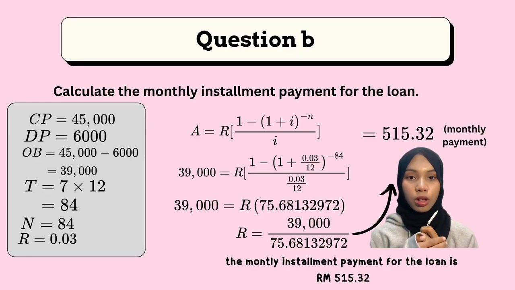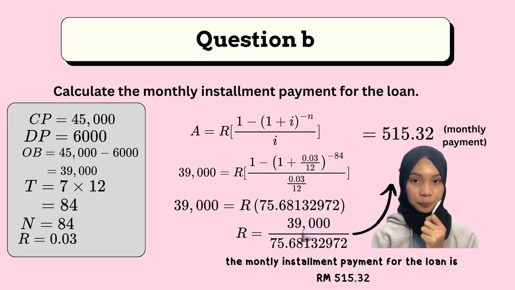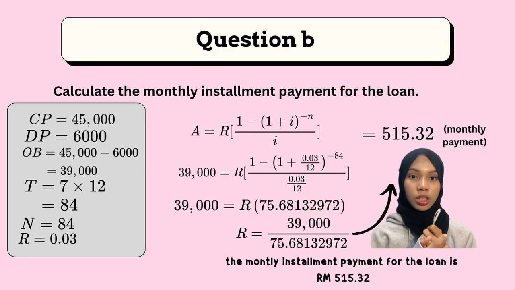Using the annuity formula for monthly installment, we substitute the values for the loan amount, interest rate, and the number of payments. After calculating, the monthly installment payment is approximately RM515.32 per month. This means Isha must pay RM515.32 every month for 7 years to fully settle the loan.